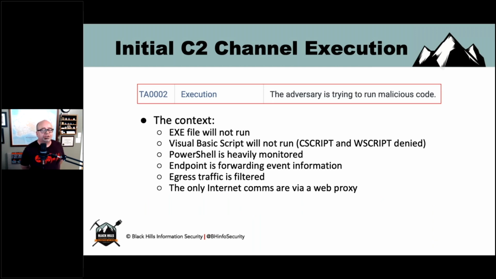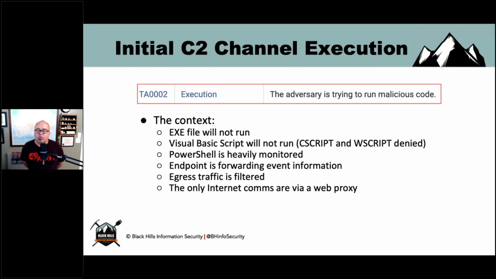So for initial C2 channel execution, this is always the number one step. I'm in the insider environment. I may be shipped a laptop. I may have some sort of virtual access to that environment via a VPN and remote desktop protocol. Most of the time, what I want to do as soon as I get my hands on that system is establish a strong C2 channel presence so that I have the ability to interact with that system across my C2 channel instead of directly on the endpoint.